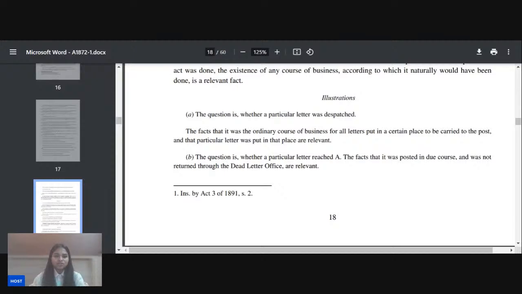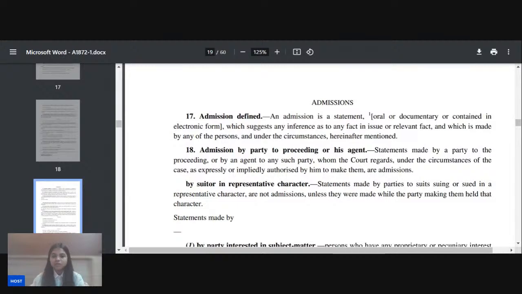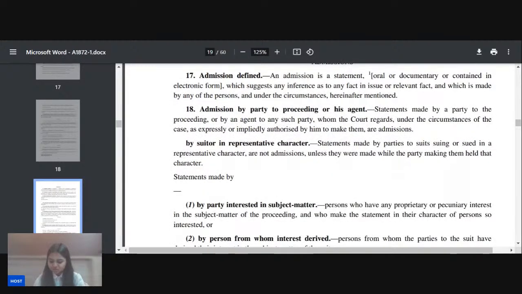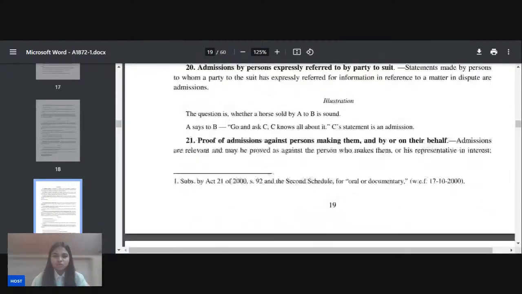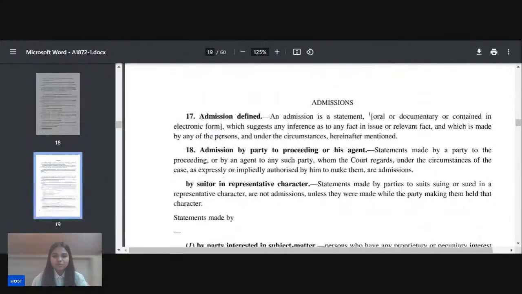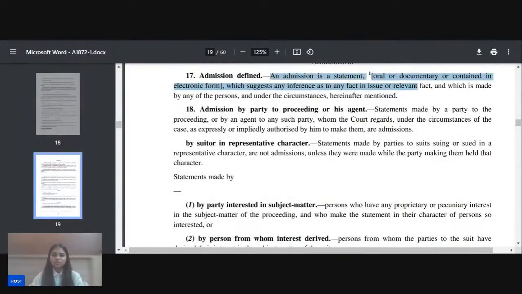Come to section 17. Now this section starts with admission, right? So from section 17 till section 31, we will see that admission and confession both are defined and the rules are also mentioned here. Now what is admission? If you see the definition of admission, it is given here. It is a statement.